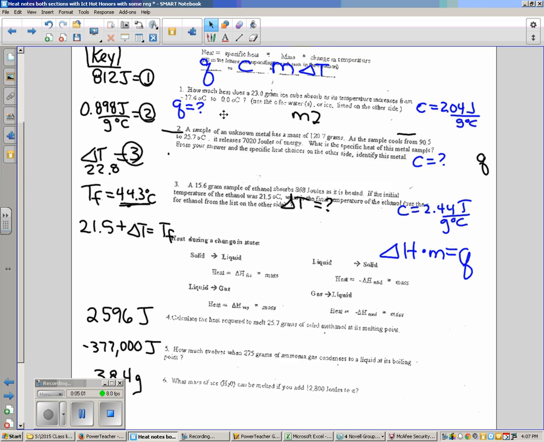Work on those three along with these top three, and we'll clear it up on Monday.